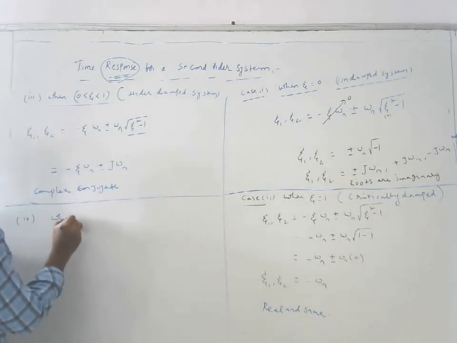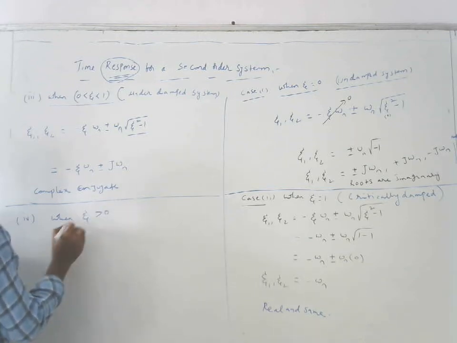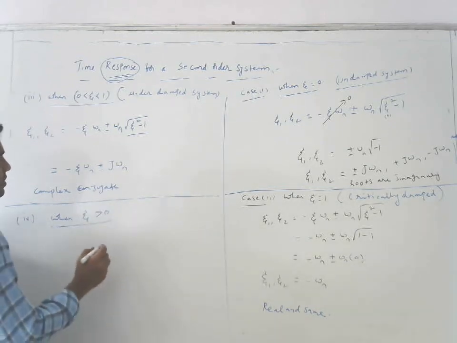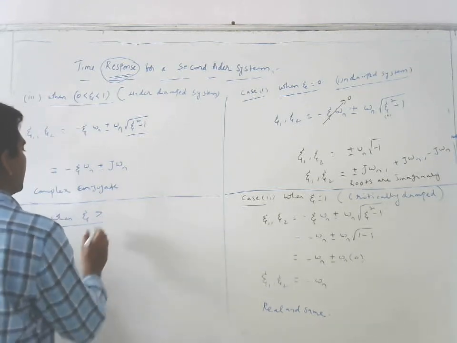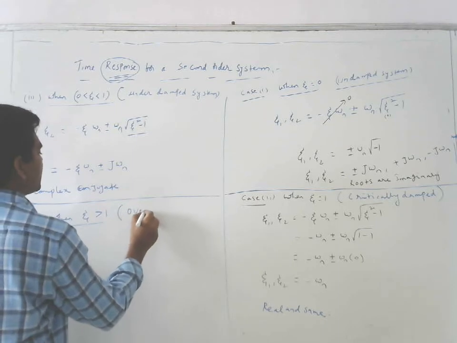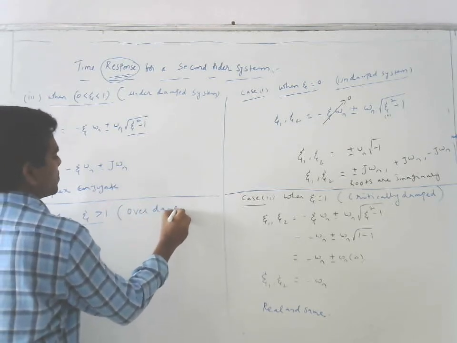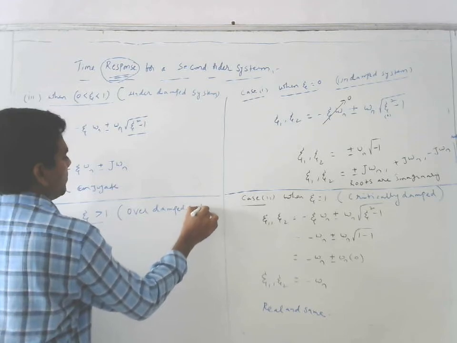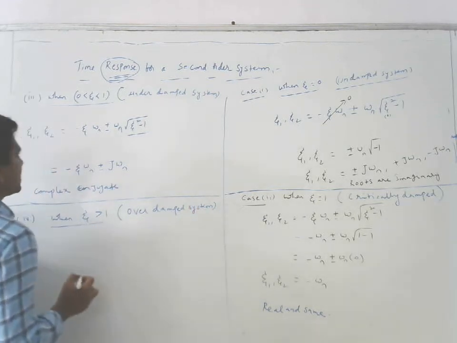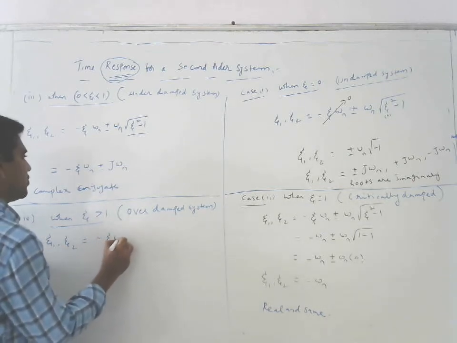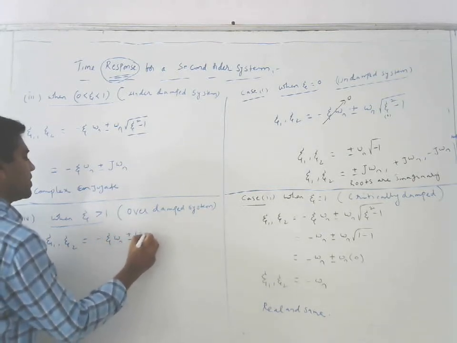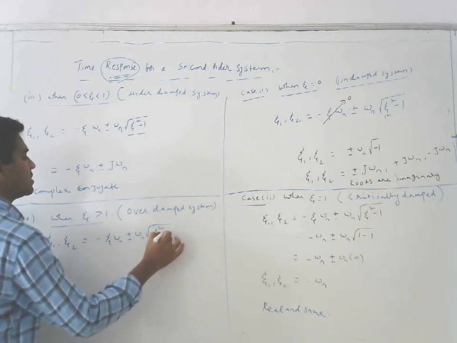And the next, the fourth one, is case 4. When zeta is greater than 1, we call it an overdamped system. Overdamped system. What will happen when it is an overdamped system? Now what is the effect of the poles, and what value will be affecting zeta 1 and zeta 2? That is, minus zeta omega n plus or minus omega n into square root of zeta square minus 1.